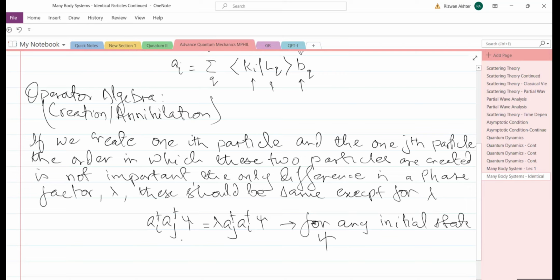These two creations of two particles are the same. The only difference is this factor which appears here, which is the lambda factor. That is, there would be a change of phase of that particular state in which you have created the two particles.